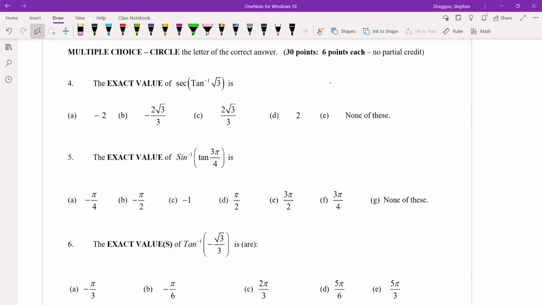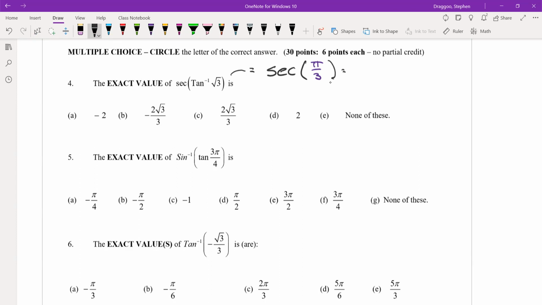All right, I want the exact value of the secant of the arctangent of the square root of 3. So that thing is equal to the secant of pi over 3, since the tangent inverse of square root 3 is pi over 3. Root 3 being one of the numbers that we have memorized off of the unit circle.